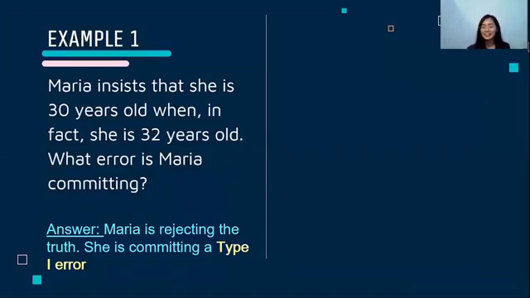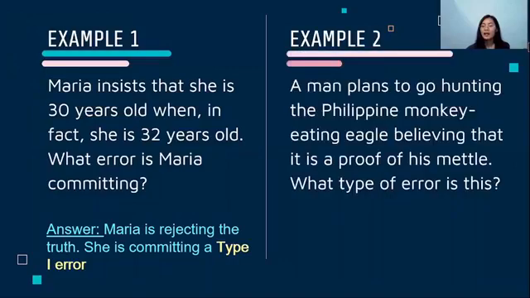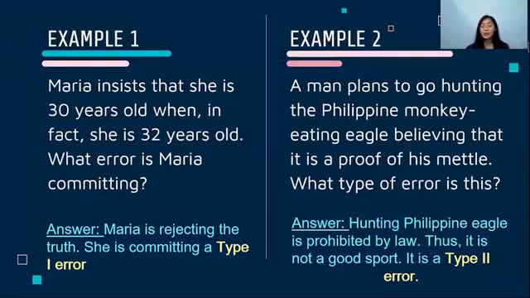All right, next example. A man plans to go hunting the Philippine monkey-eating eagle, believing that it is a proof of his method. What type of error is this? We all know that hunting the Philippine eagle is prohibited by law. Thus, it is not a good sport. So it is a type 2 error. So that's the concept of this type 2 error. If you are accepting the false statement, then you are committing a type 2 error, right?